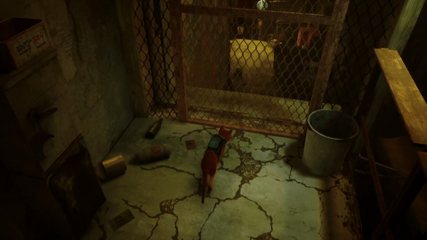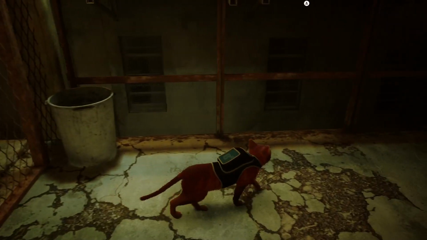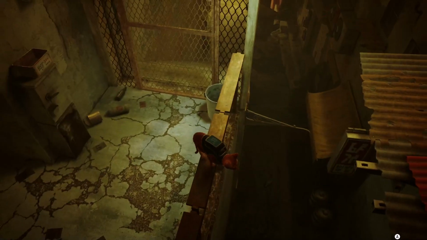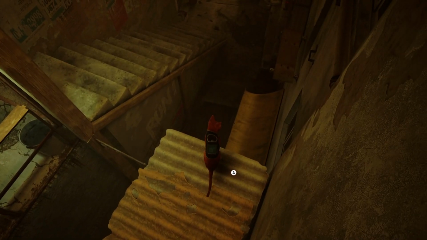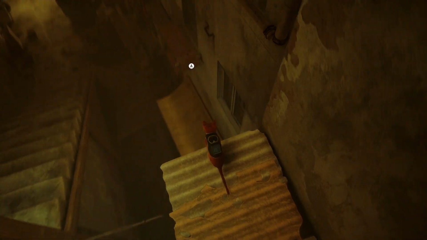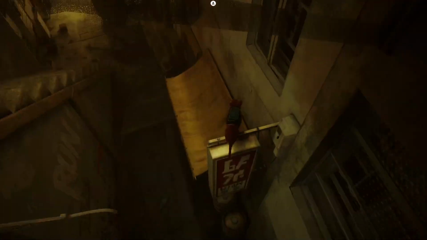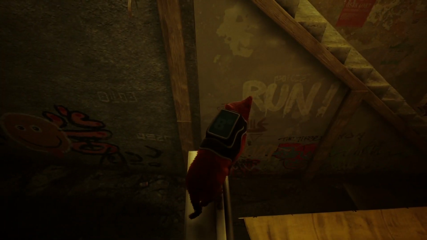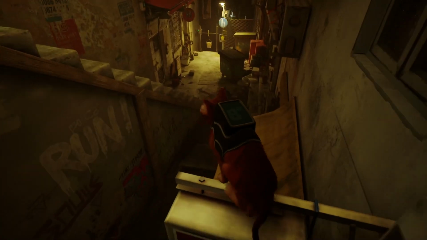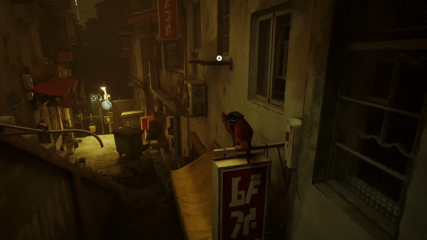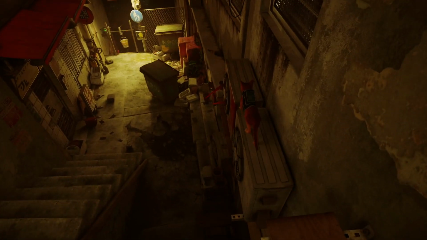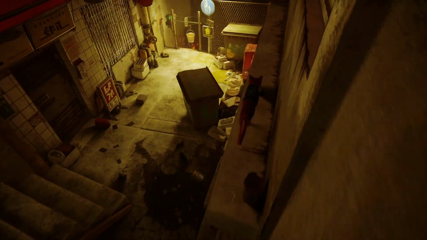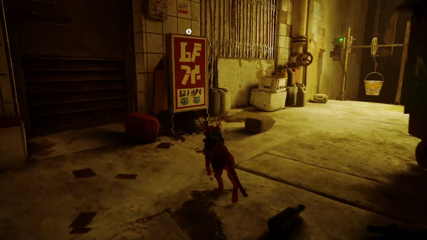Okay, I need to get on the other side of that fence, I should say. Yeah, sorry about that. There we go. Whoops. It's not what I meant to do. I meant to land on the thing, but I didn't.